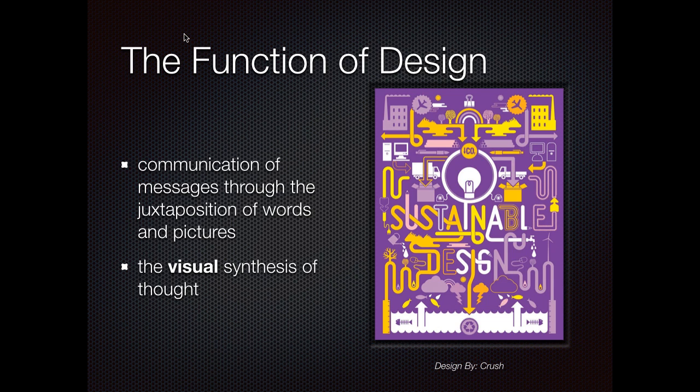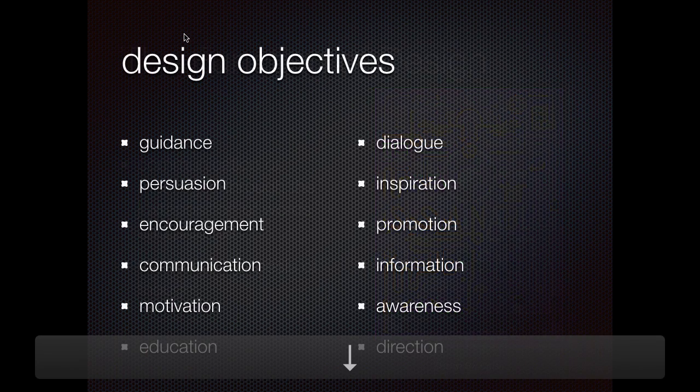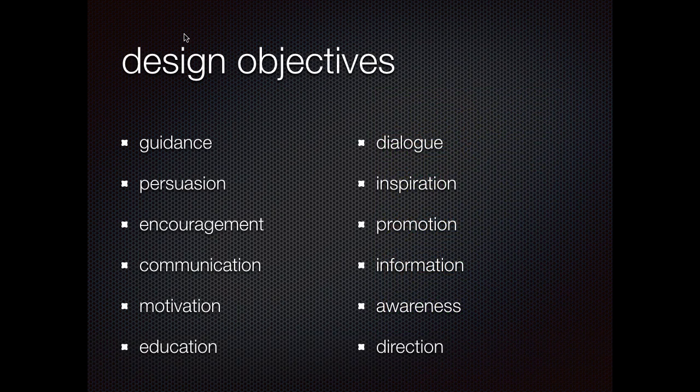Basically, the function of design is to communicate some kind of message, some kind of idea, through a juxtaposition of elements. In graphic design lingo that would be words and pictures. In architecture, it would be architectural elements like walls, floors, buildings, sections, that sort of thing. In the graphic design realm, it's the visual synthesis of your thoughts. How do you bring those together such that you can impart that series of thoughts on someone else?